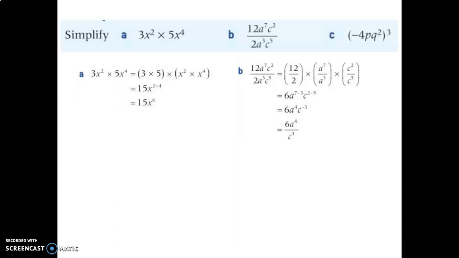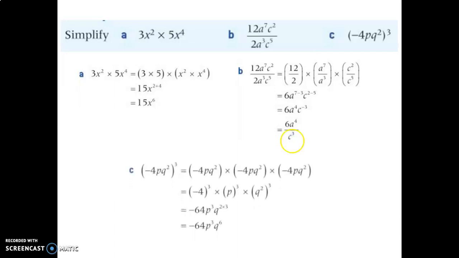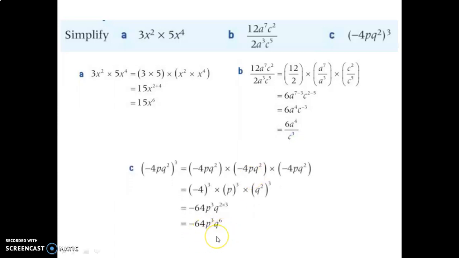Try C. Okay, there's the answer for C. In C, be careful when you have an exponent outside the parentheses, that exponent applies to every piece in here. So that 3 will go on the 4. You can see negative 4 to the 3rd power. It will also go on this P, which is now P to the 3rd, and it will also apply to this Q, which becomes Q to the 6th. Alright, check your work carefully.